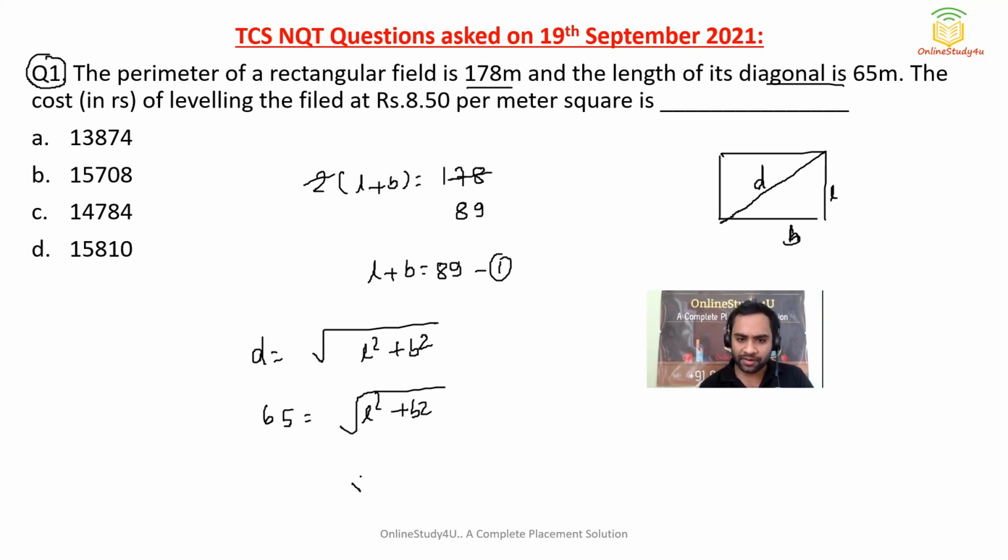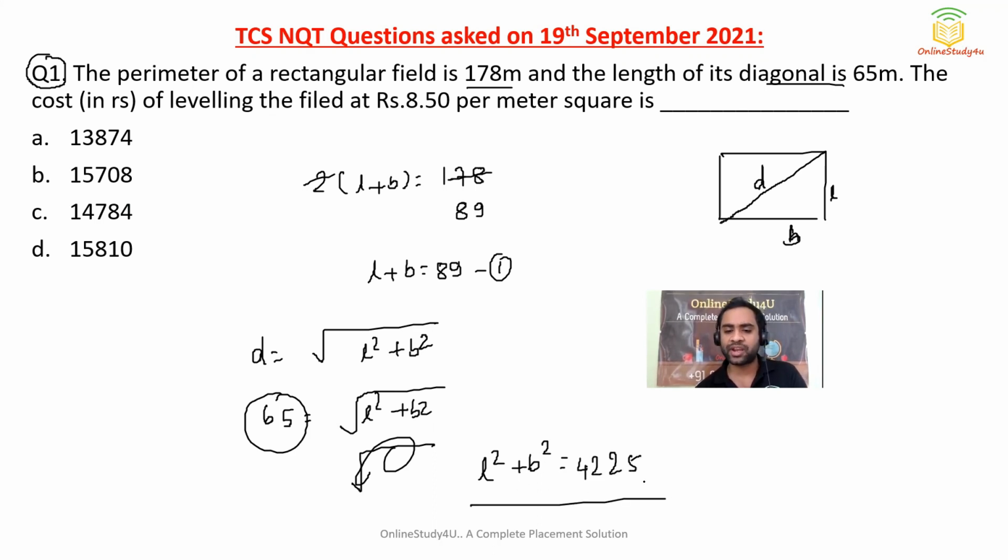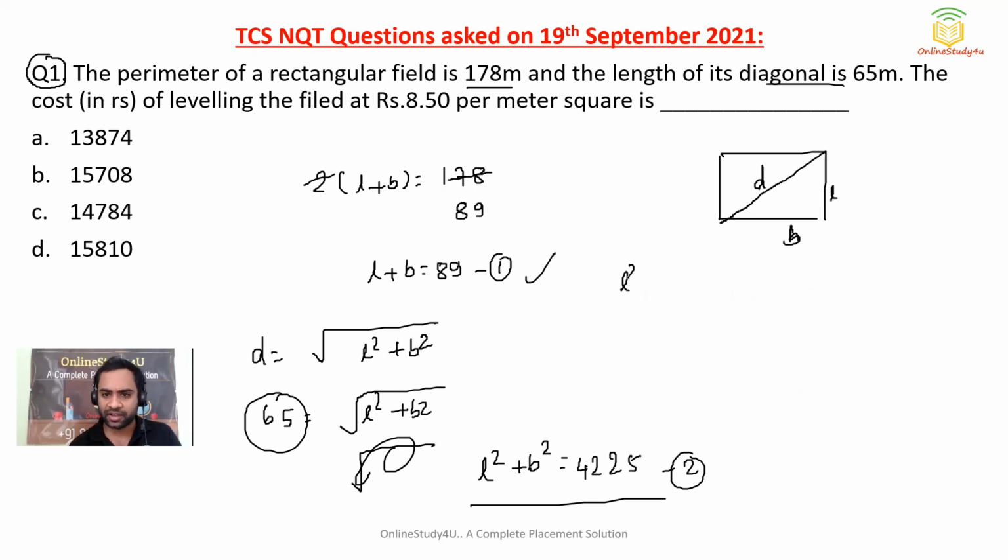Now I will square both sides. So L square plus B square will be equal to 65 square. 5 5s are 25, 6 7s are 42, so L square plus B square is 4225. Now let us square the other equation on both sides. So L square plus B square plus 2LB will be equal to 89 square. I don't know 89 square, so I will have to use the calculator.